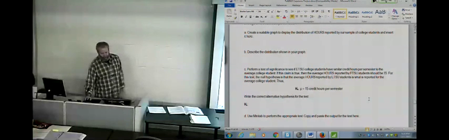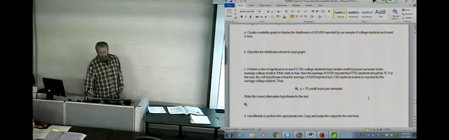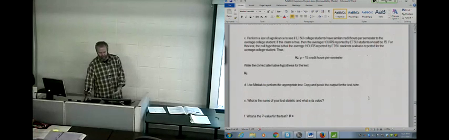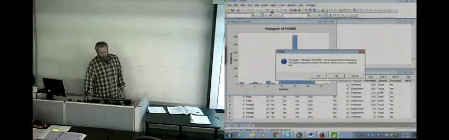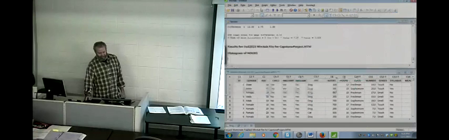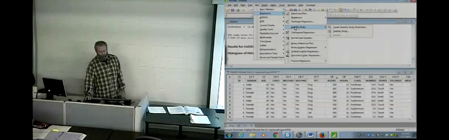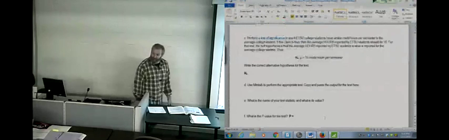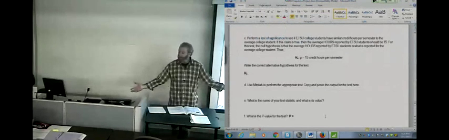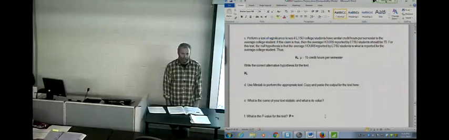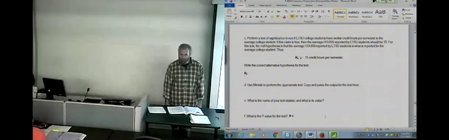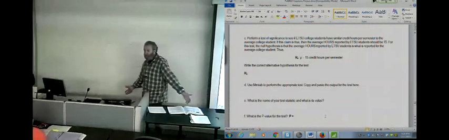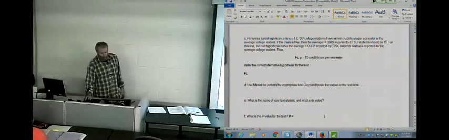It says use Minitab to perform the appropriate test, copy and paste. Okay, there was my graph. I'm going to go to Stat, Basic Statistics. That's a one sample t problem. You know how I know that's a one sample t problem here? Does anybody see sigma given to you? Nope. Is it about a population mean? Yeah. Is sigma given to you? No. It's got to be a t. That's how you know. All right?